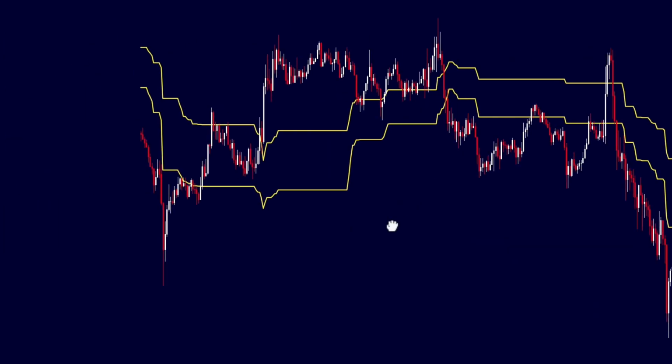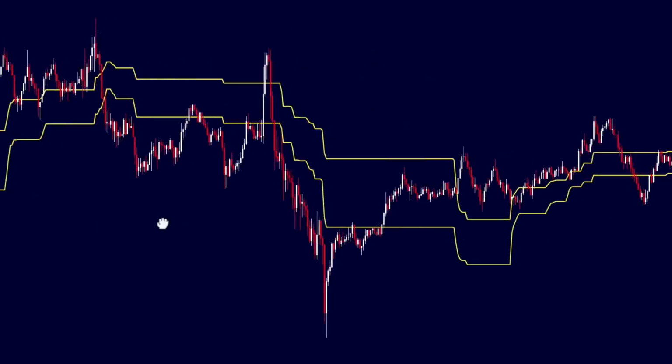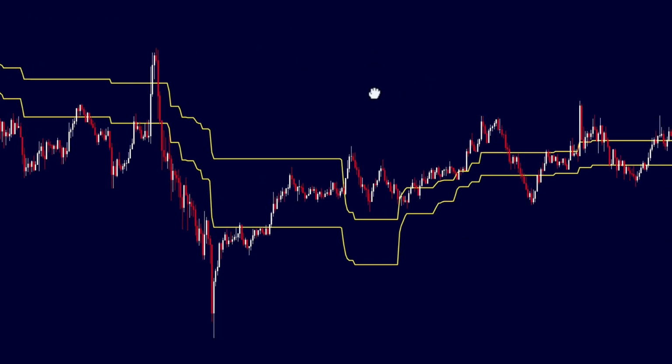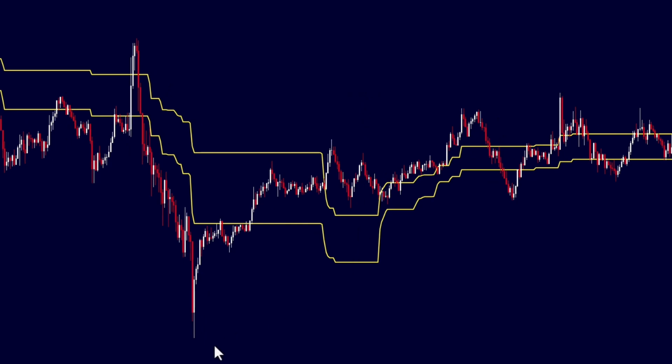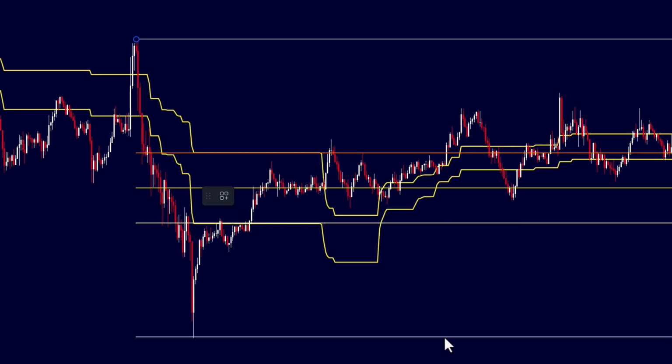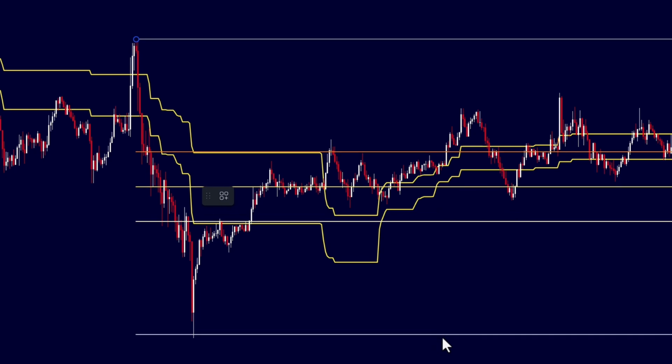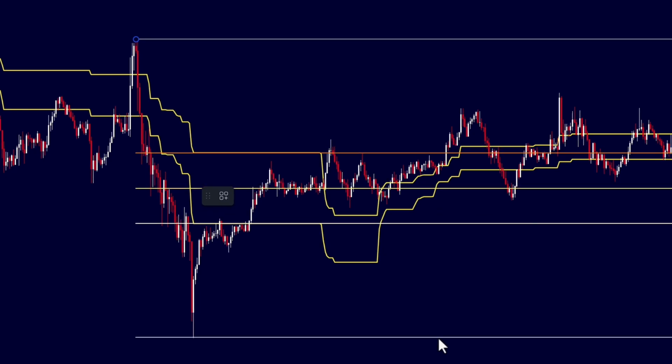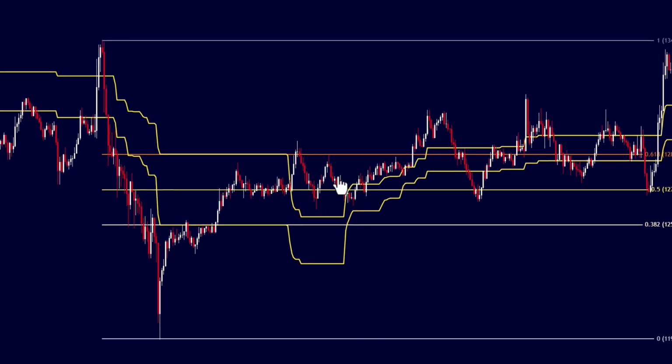Now that your indicator is ready, you'll notice that it draws two lines on your chart. These are your Fibonacci levels. These levels are based on Fibonacci sequences, a set of numbers with unique mathematical properties that you often find in both nature and trading. The beauty of these lines is they help us identify potential support and resistance levels, basically zones where the price might either reverse or continue its trend.